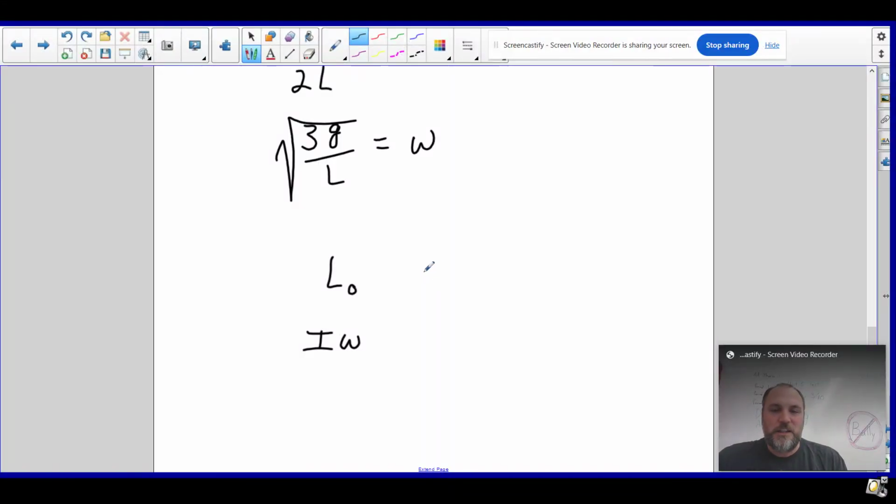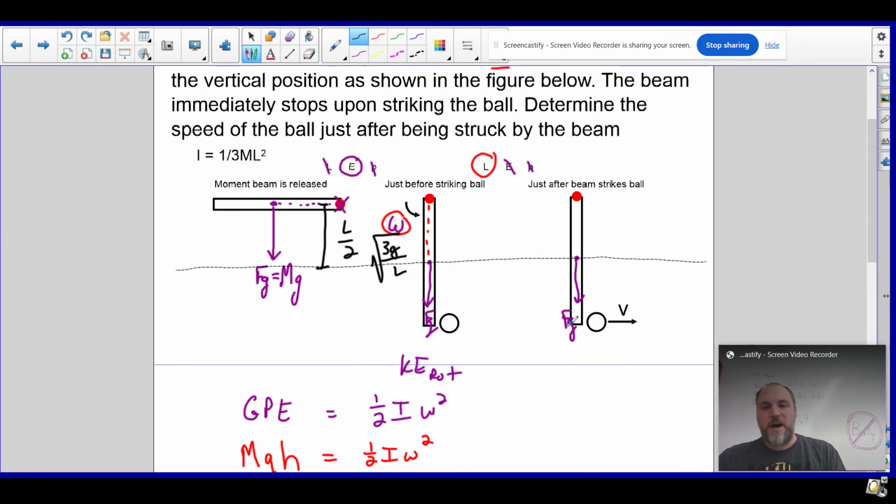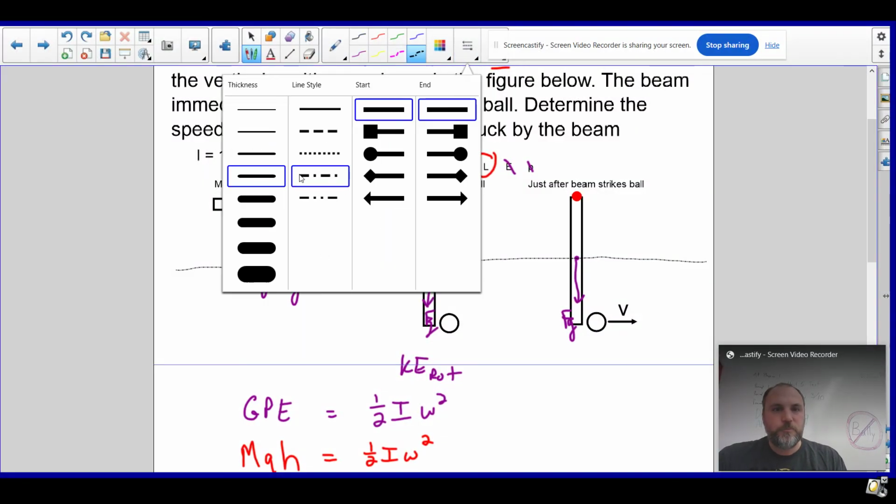However, after the collision, where again I expect the angular momentum to be conserved, the rod or the beam comes to a stop. So it's no longer rotating. Then we just have the ball that travels off horizontally in this direction. That is now a translating object, but it's translating in a way that the velocity is not just collinear with the distance to the pivot. The velocity has a component perpendicular to the distance to the pivot.